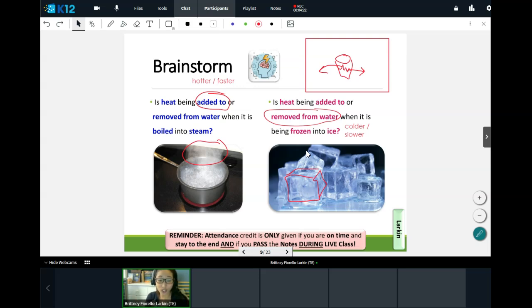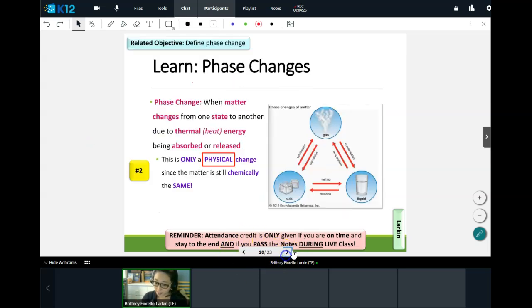And this can cause you to actually change from one phase to another. And that's what we are taking a look at today. We are looking at phase changes.